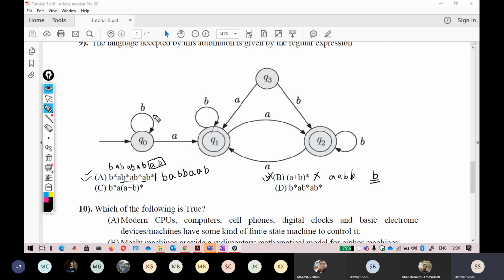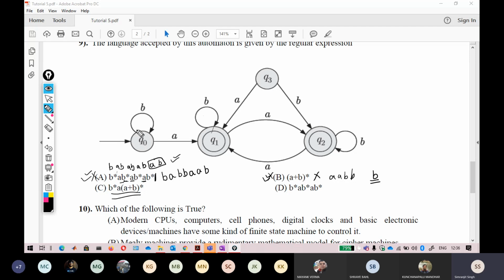So if you clearly see B A B A B A B A B, this is in the language, but it is not generated by this regular expression. So A is not the answer. Now it is either C or D. Please take a look carefully at it. I think now you get the point, and I think the correct answer is C here.